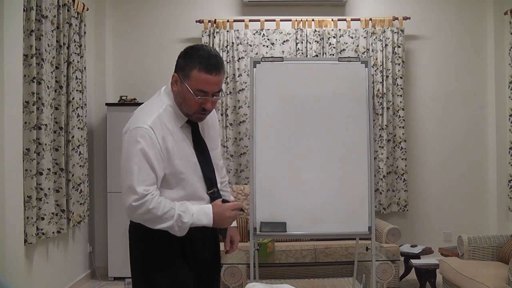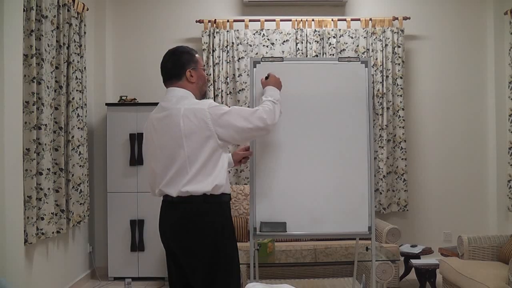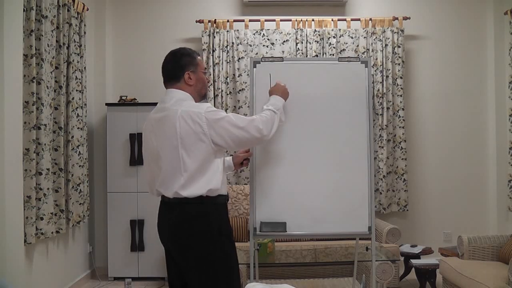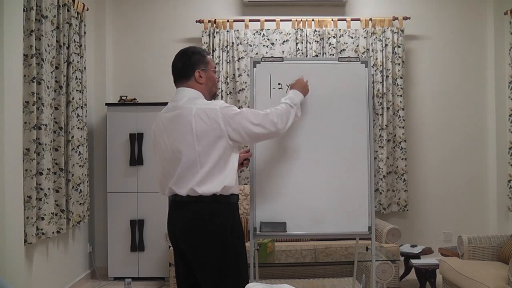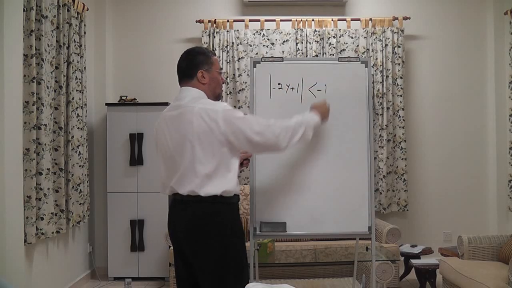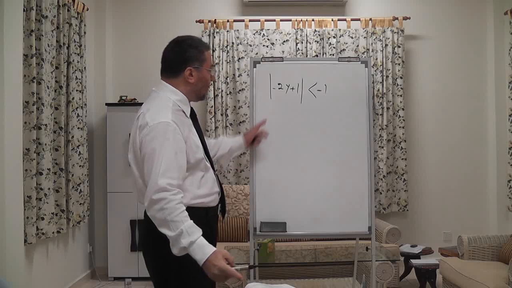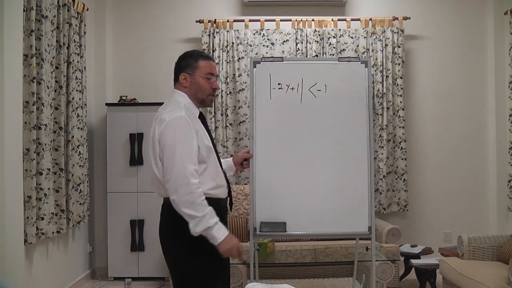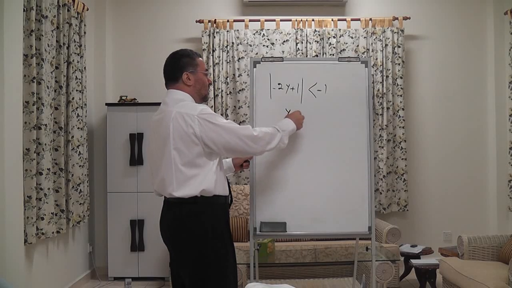Next is number 34, absolute minus 2y plus 1 is less than minus 1. This is an impossible situation. This is a positive number. It cannot be less than a negative number, so y equals a null set.